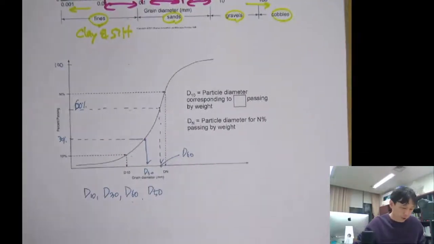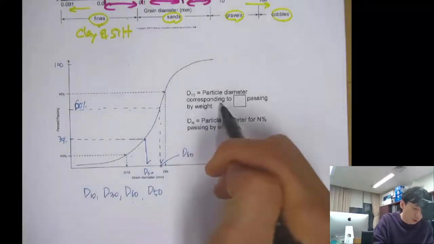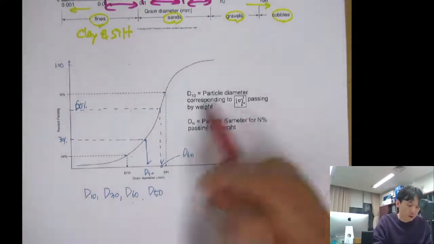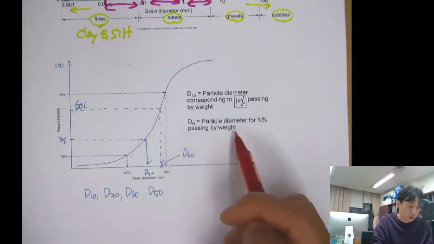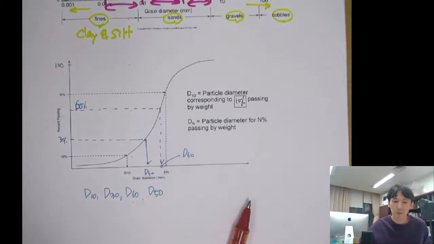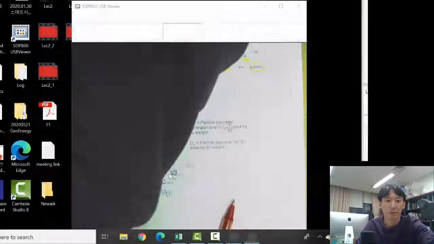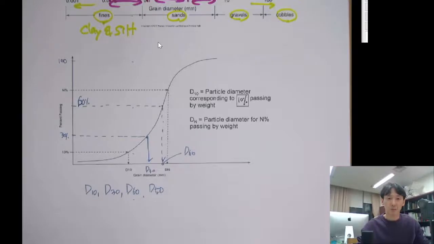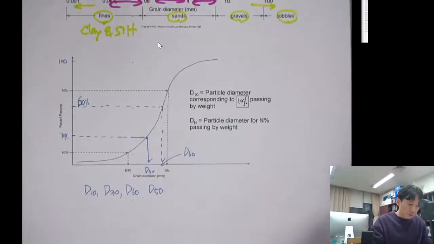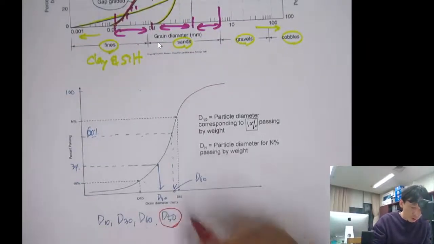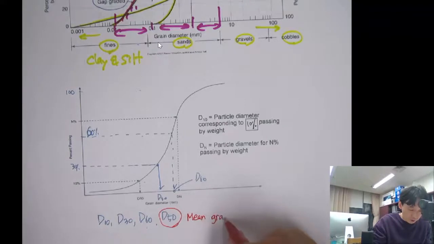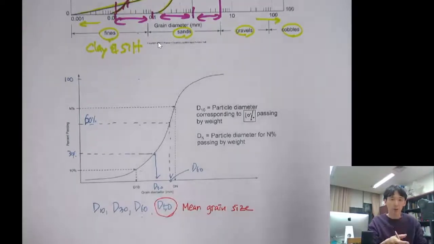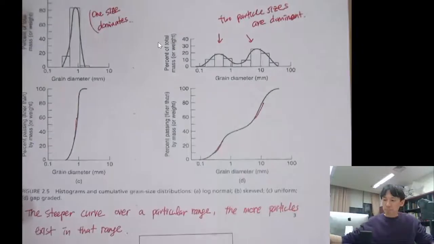Okay, let's move on. Here, D10 is the particle diameter corresponding to 10% passing by weight. Likewise, you can define several particle diameters, like D10, D30, D60, and D50. Especially D50 is called the mean grain size, or mean particle size, because it represents the median value of the grain size.